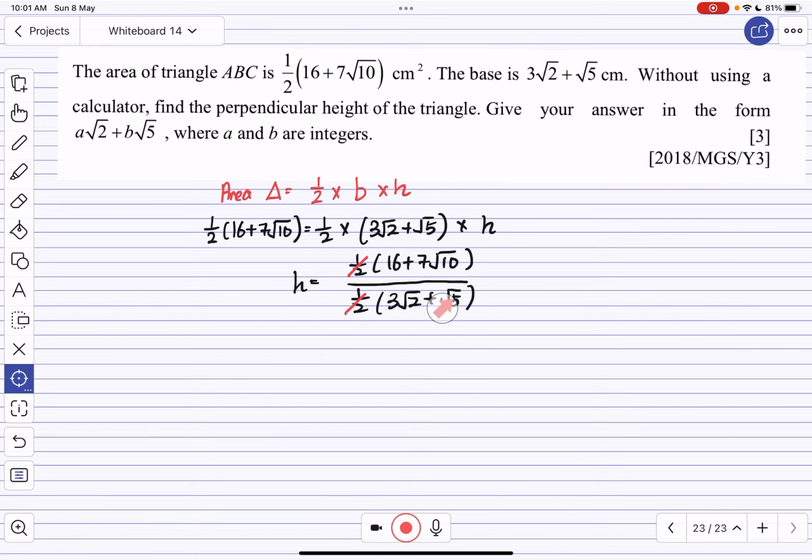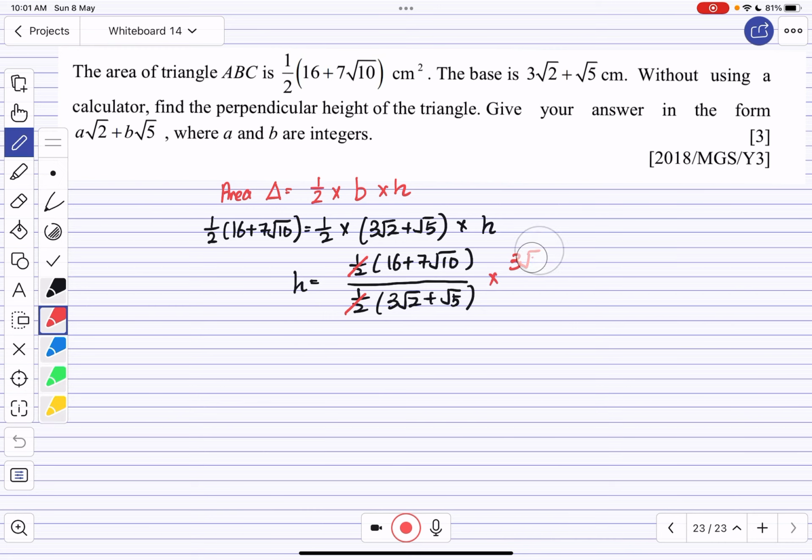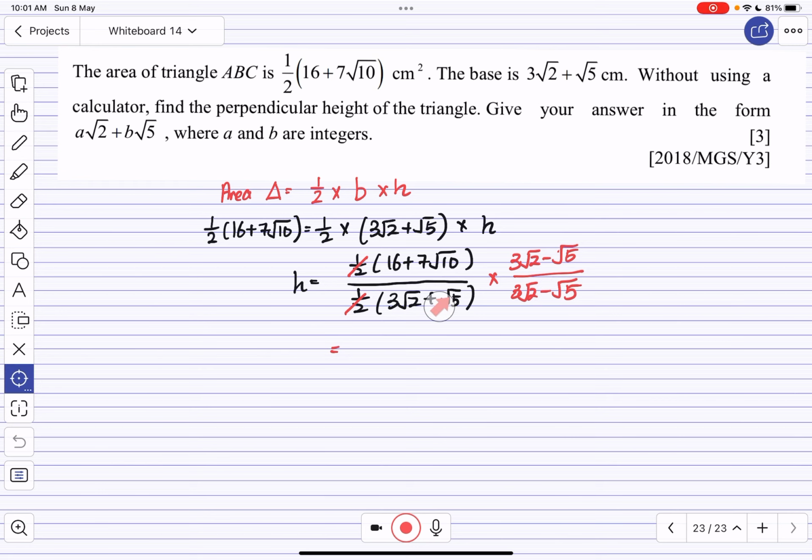And having this answer here, we know that when the denominator is a surd, we cannot leave it there, right? So we have to multiply it, okay, by the conjugate, right? So what we're going to do is to multiply by a conjugate. Okay, so the conjugate is found by taking the plus and changing it to minus.